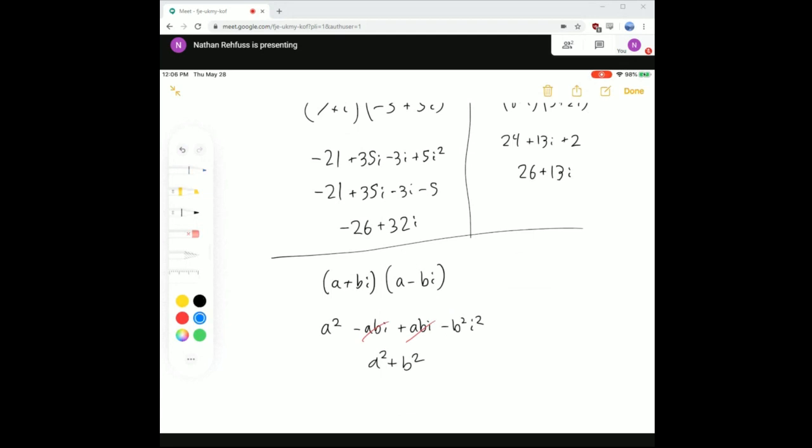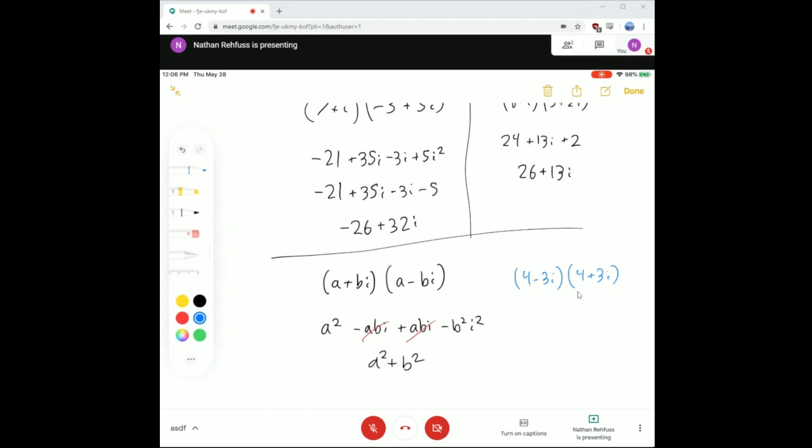So if I did, say, 4 minus 3i, if I multiply this guy by its conjugate, which would be 4 plus 3i, my answer is going to be 4 squared plus 3 squared. My answer is going to be 25.